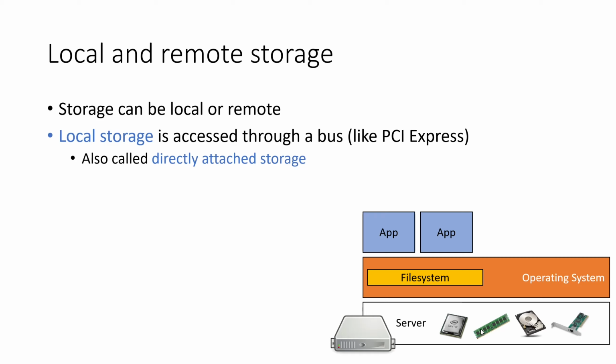A better way of drawing this would be something like this. So we have the CPU and the memory more closely together, and then the other devices like USB, the network cards and disks, the keyboard, the mouse, they are all accessed through a bus, like the PCI Express bus. So this is the common case for local storage.